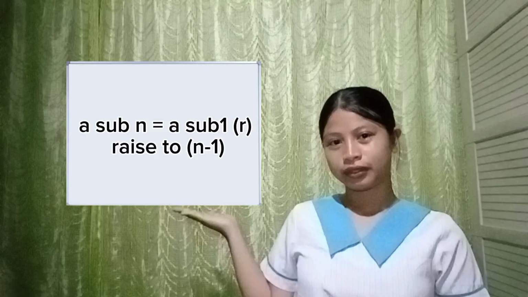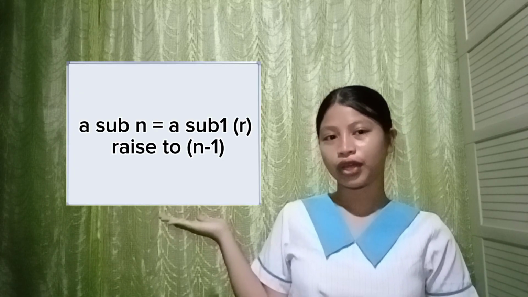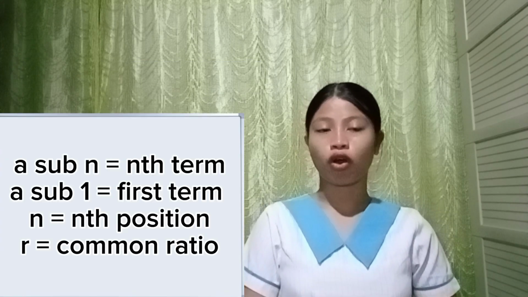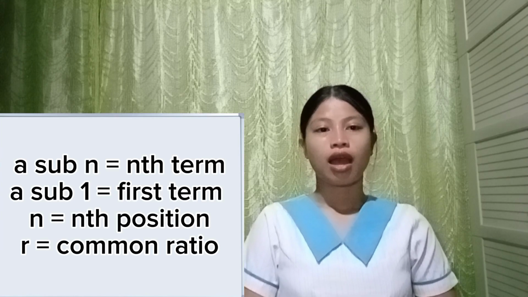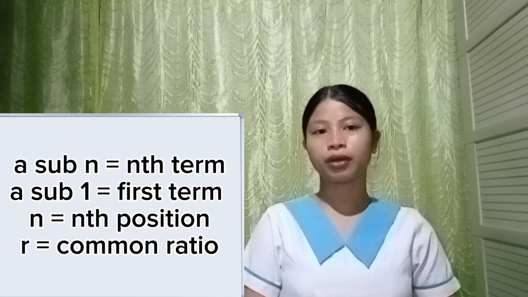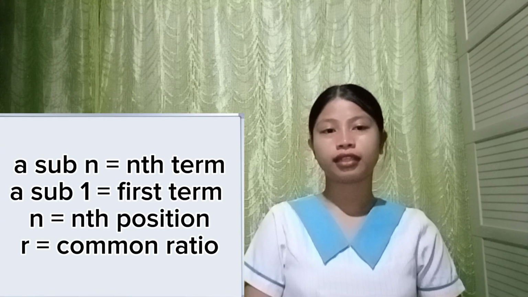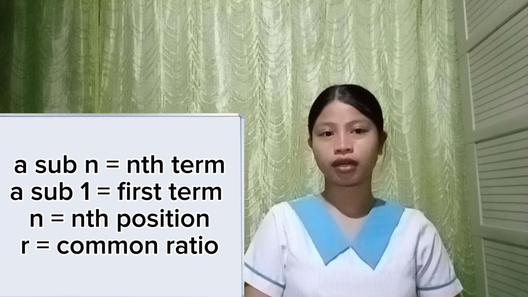So the geometric sequence formula is a sub n is equal to a sub 1 times r raised to n minus 1, where a sub n is the nth term or the general term, a sub 1 is the first term, n is the term position, which is what we often look for in a given sequence, and r is the common ratio, which is what we multiply or divide the first term by to get the second term.